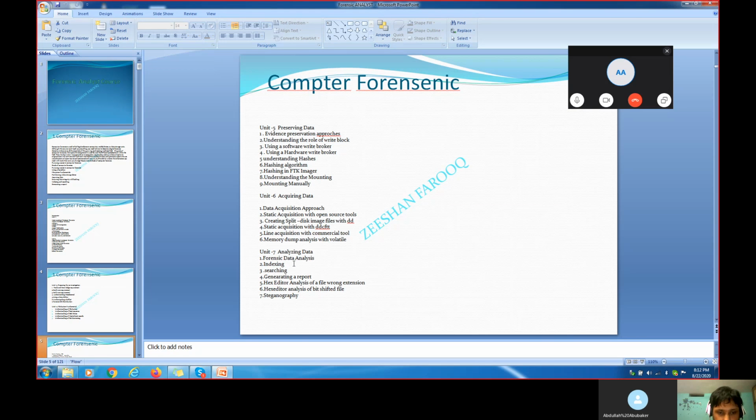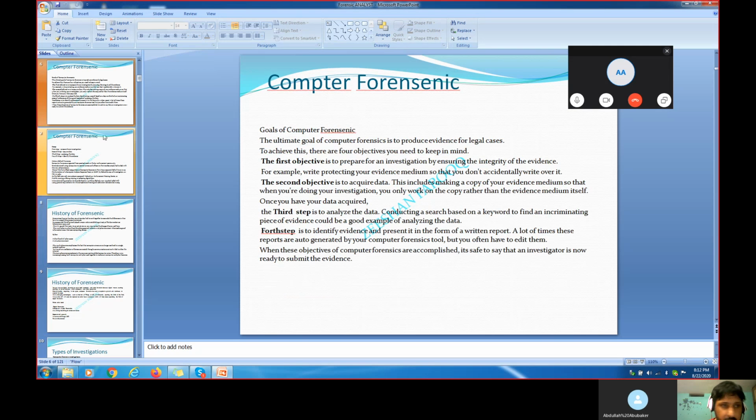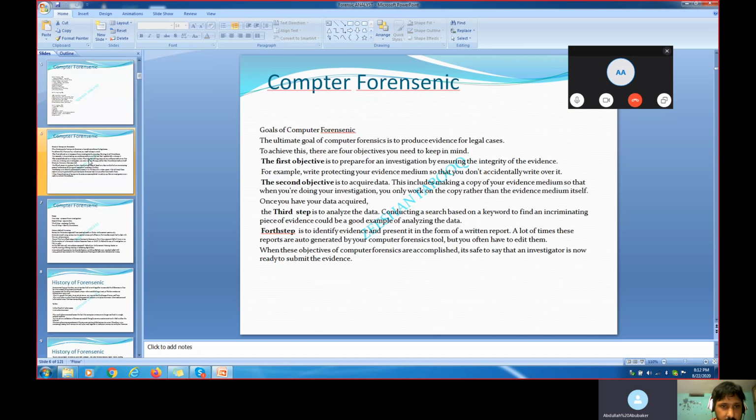Okay, we'll see the concepts called indexing, searching, generating the report, hex editor, and the topic called steganography, which we will discuss. Now, let's just start the basic introduction of that one. I think we are here now.